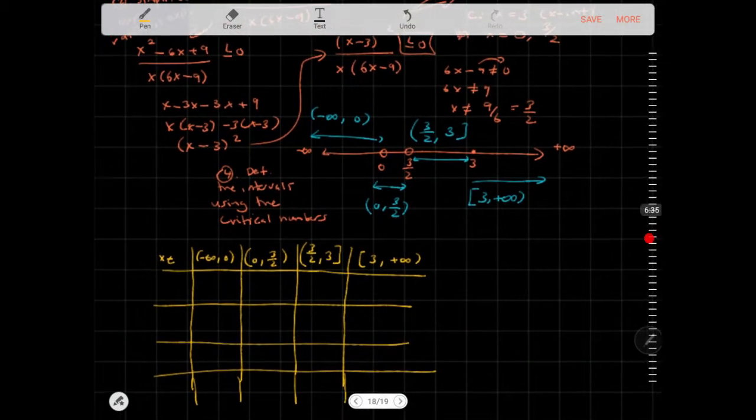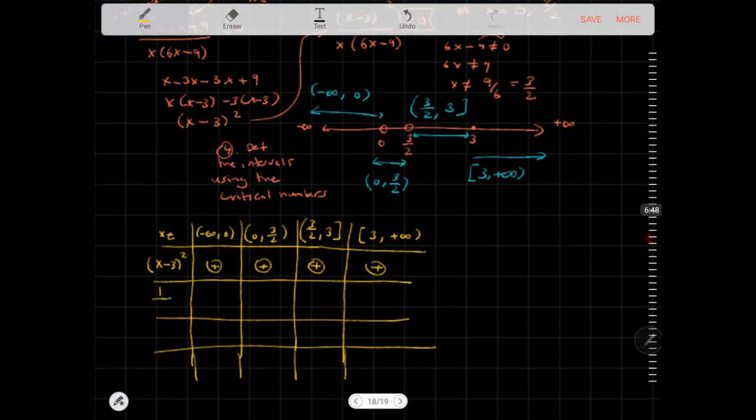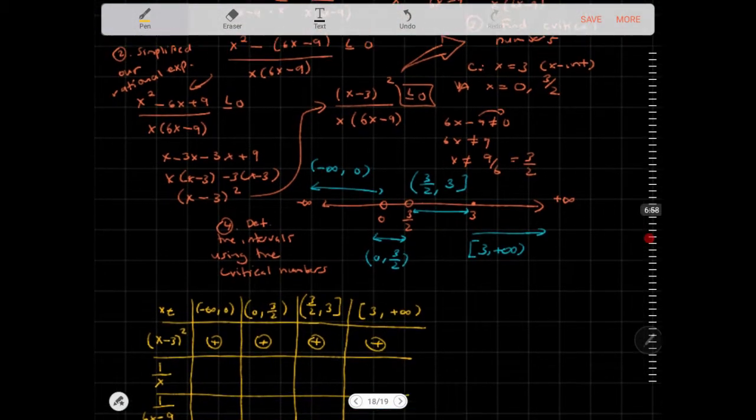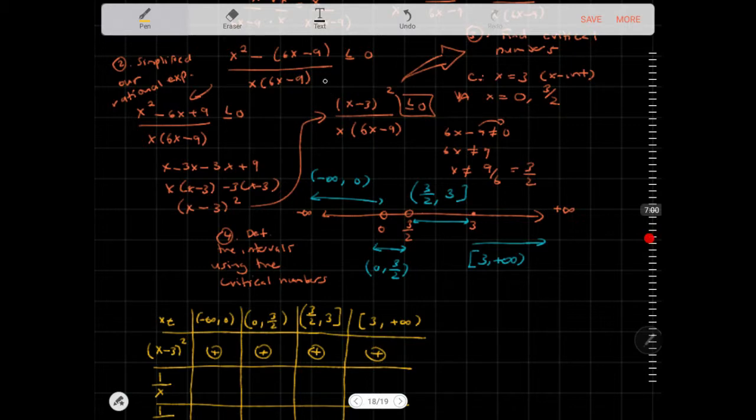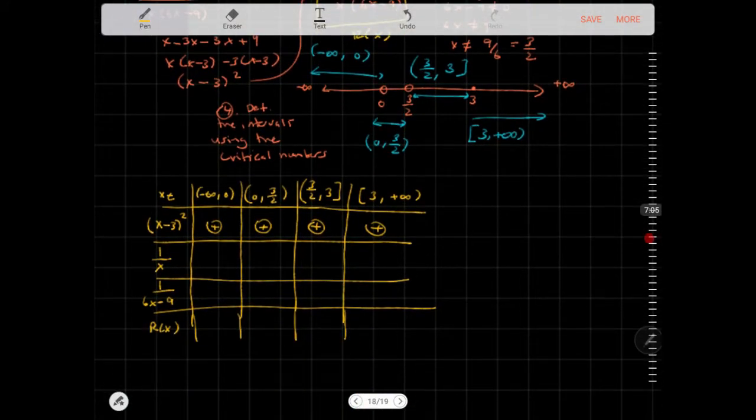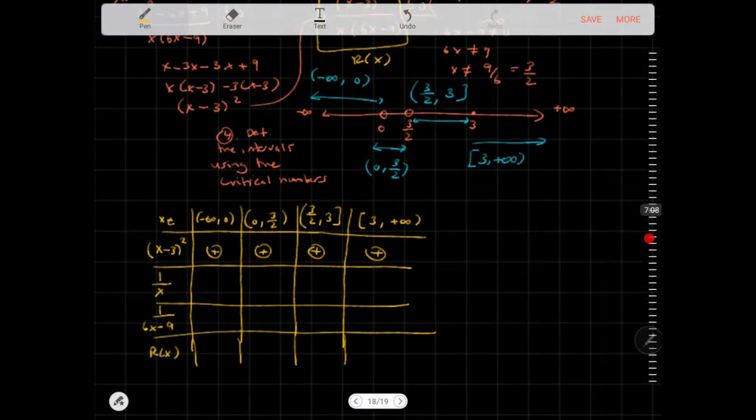Okay, so now that we have all of these intervals, what we're going to do is put down our factors. So our numerator is x minus 3 squared. We know that any factor squared is going to be positive across the board, so we don't have to worry about that anymore. Now, we also have 1 over x, and we have 1 over 6x minus 9, okay? We'll call this our expression r of x, right? So r of x is basically this full thing here, just for simplicity's sake. And we're trying to solve this rational inequality where it's less than or equal to 0, right?